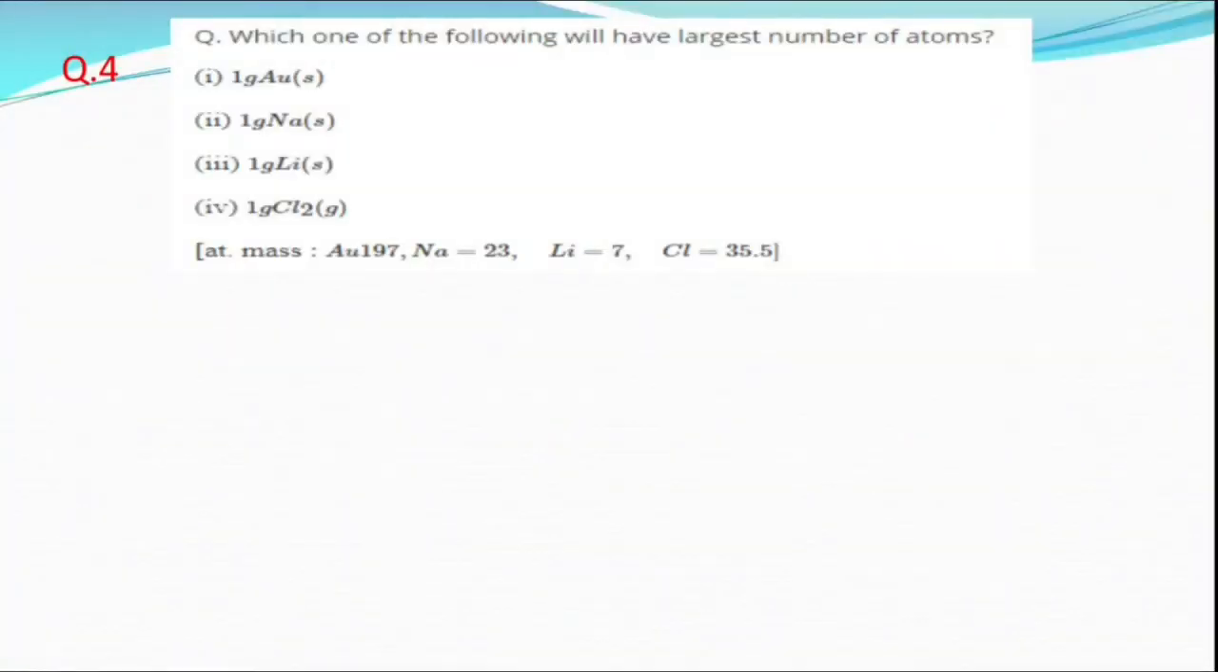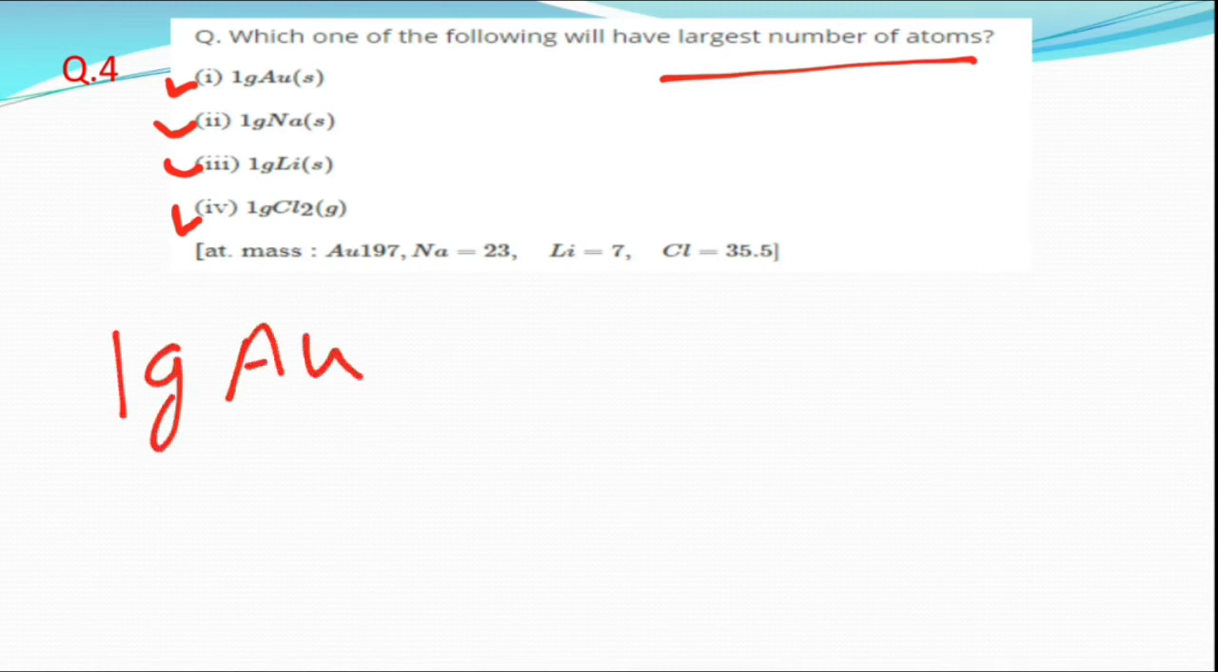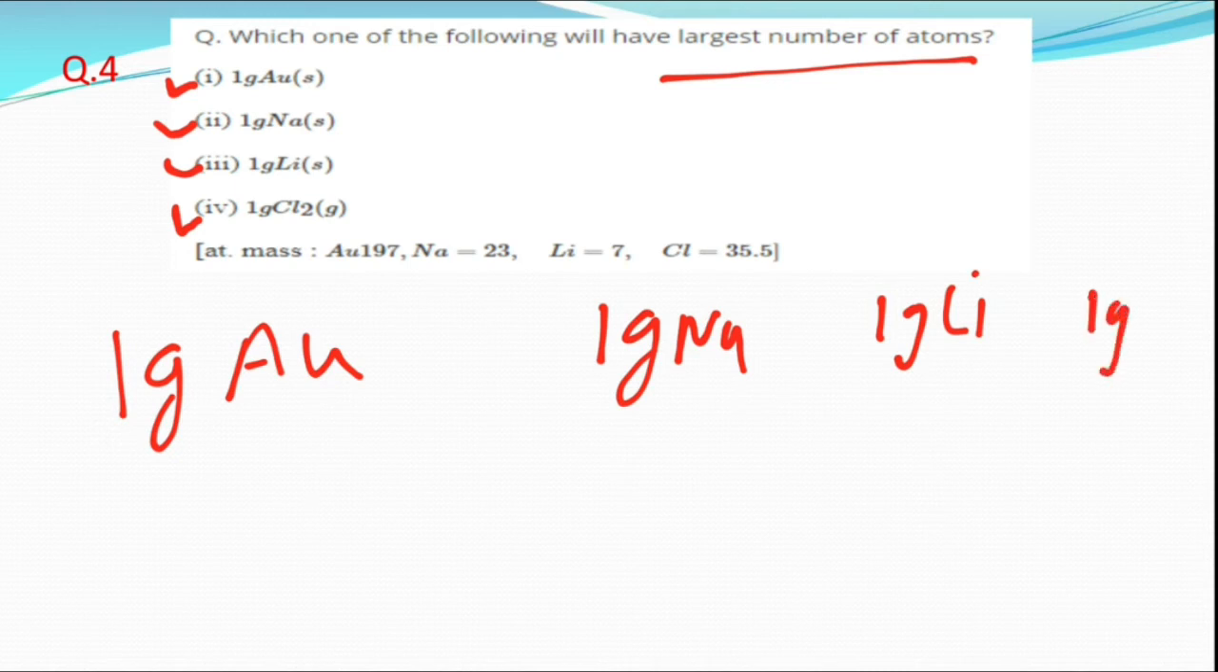Now, next question, question number 4. Which one of the following will have the largest number of atoms? You have to tell me which one of the following. There are 4 options, there are 4 data. Okay, so the first one is 1 gram gold, the second one is 1 gram sodium, the third one is 1 gram lithium, and the fourth one is 1 gram Cl2.